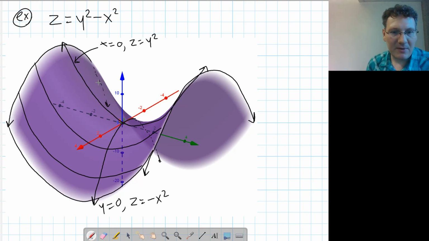Now, it may not be quite so obvious from this picture what happens when you set x or z equal to some constant, but we'll see now by setting z equal to a constant.